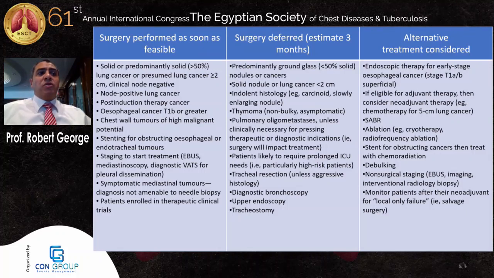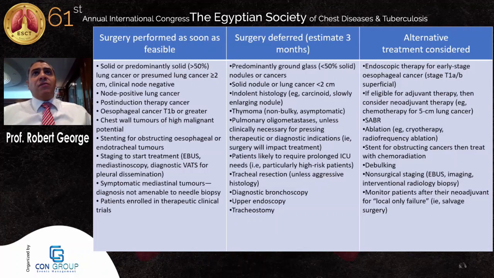Similarly, those who have node positive lung cancer, those who are post-induction therapy cancers, because we don't want to miss the window, those who have esophageal cancer T1B or greater, and patients with chest wall tumor of high malignant potential. Again, these are patients that need to be operated on as soon as possible to avoid further complications. Patients who have a tumor in the esophagus or in the trachea causing obstruction need stenting. Or we also operate on patients who have stage 2 start treatment, for example EBUS, mediastinoscopy, diagnostic VATS, or pleural dissemination.